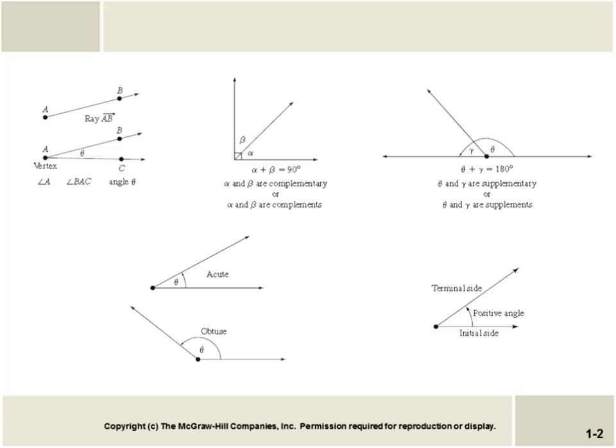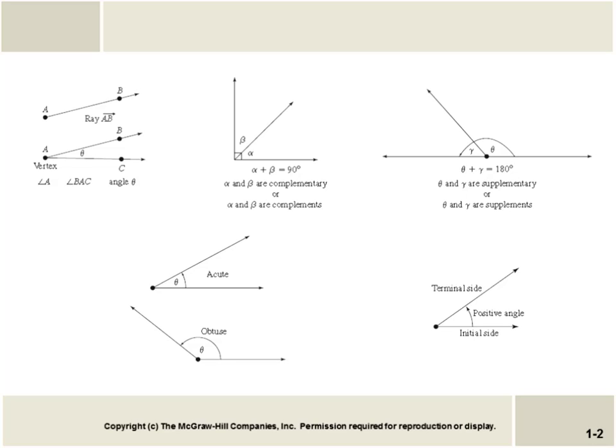Two angles that add together, so you can see that if you have alpha and beta and you put those two angles together, what you have is a right triangle. Those two angles are called complementary. If you have two angles that add together to give you 180, they're called supplementary. An acute angle is smaller than 90 degrees. An obtuse angle is larger than 90 degrees.